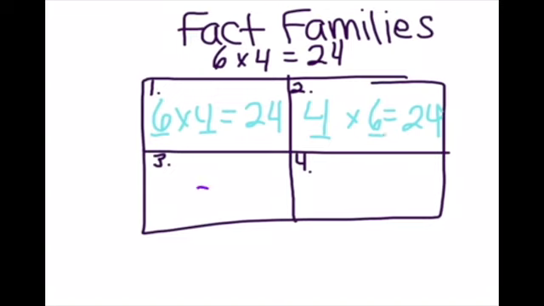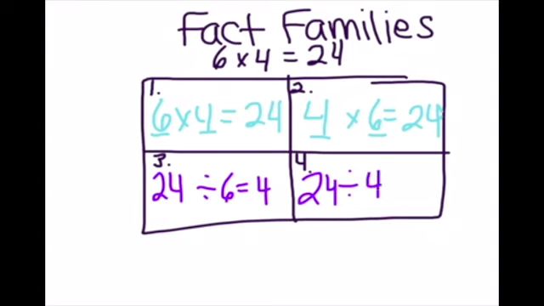So now we need to do 2 division sentences. What would be one way? What number always has to go first, no matter what, in the division problem? The big number, which is 24. So I'm going to use 24 divided by blank for both of them. 24 divided by what? Well, let's do divided by 6 equals what? 4. And in the next one, we could do 24 divided by 4 equals 6. There we go. That's our fact family.